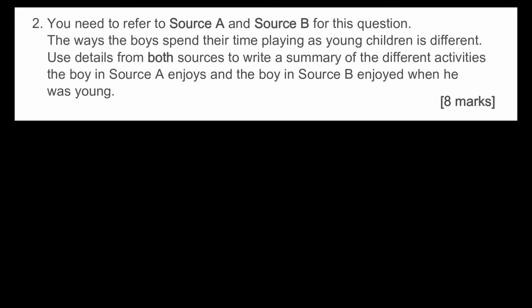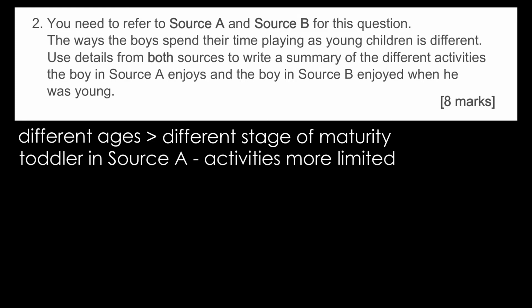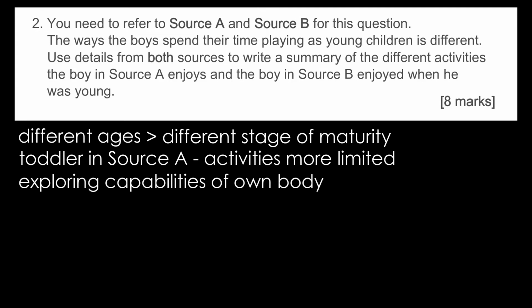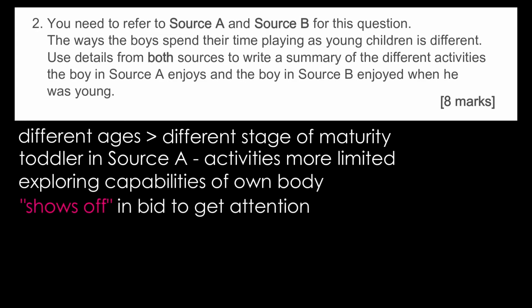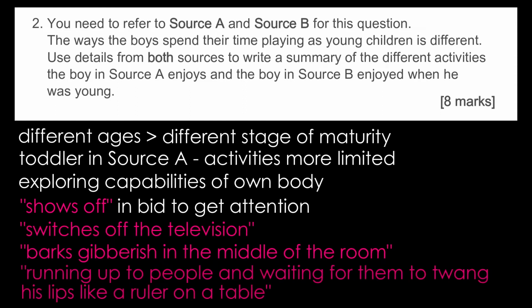The 2 boys are of different ages and therefore at a different stage of maturity, which will affect the types of activity they engage in. The range of activities the toddler in source A engages in is much more limited than those of the young boy in source B. The toddler is all about exploring the capabilities of his own body as he shows off in a bid to get attention from others, such as switching off the television, barking gibberish in the middle of the room, and running up to people and waiting for them to twang his lips like a ruler on a table.